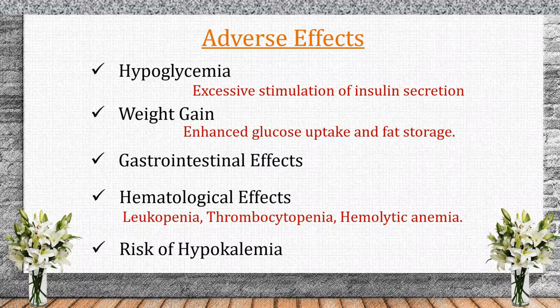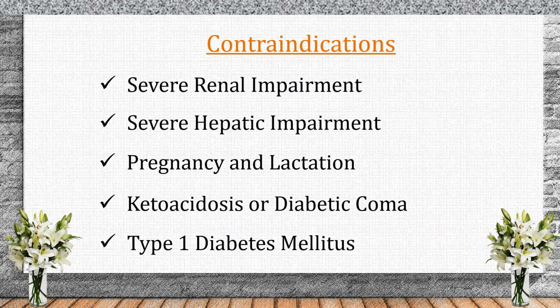These drugs aren't suitable for everyone. Sulfonylureas are contraindicated in type 1 diabetes, since there are no functional beta cells, so sulfonylureas won't work. Severe kidney or liver disease: impaired metabolism or excretion can lead to drug accumulation and hypoglycemia.